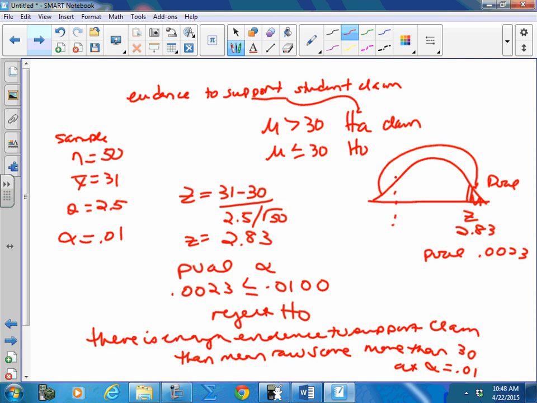This is the most important part of your test, what you conclude. No one sees all your Z-score tests. No one sees your calculator. They see your information. They don't see your chart, your tail test. They see your answer. There's enough evidence to support the student's claim that the mean raw score is more than 30 on the MCATs, at the level of significance of 0.01.